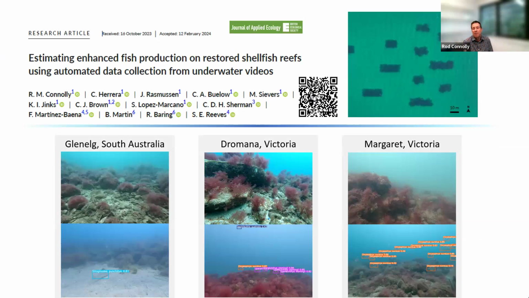Basically, we have unvegetated control habitat where we've lost the structured habitat over the last 100 to 150 years. And the Nature Conservancy and other groups are putting that habitat back. In this case, it's shellfish reefs. And you can see some of the images there from southern Australia. And what we're trying to do is work out what fish biomass would be produced resulting from that restoration. And we're trying to do that quantitatively.